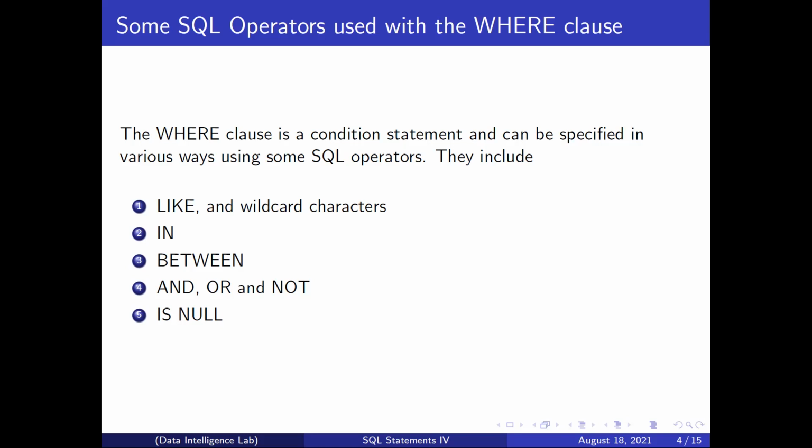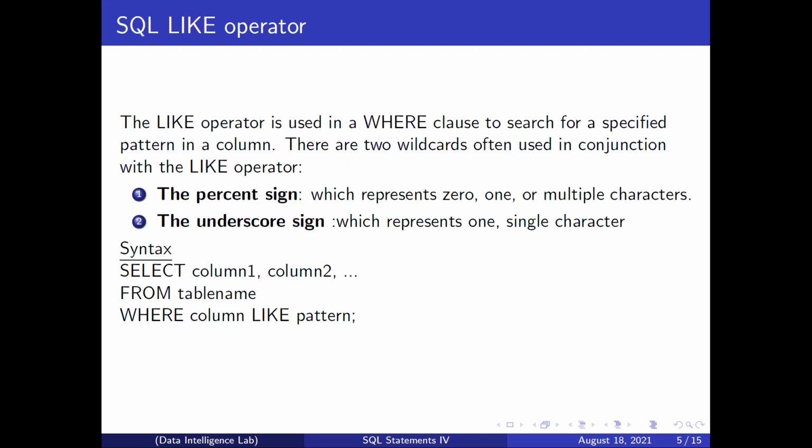You use the like operator to get certain specified patterns in your data. The like operator is used alongside what we call wildcards. Wildcards are just symbols used to indicate the kind of pattern you want to retrieve from your data.